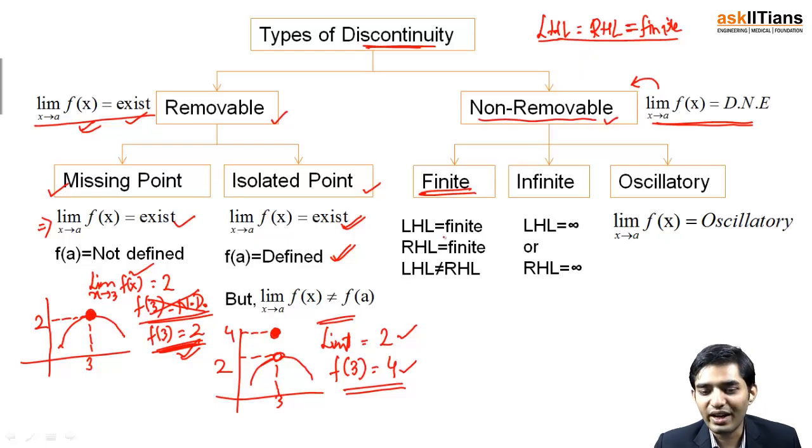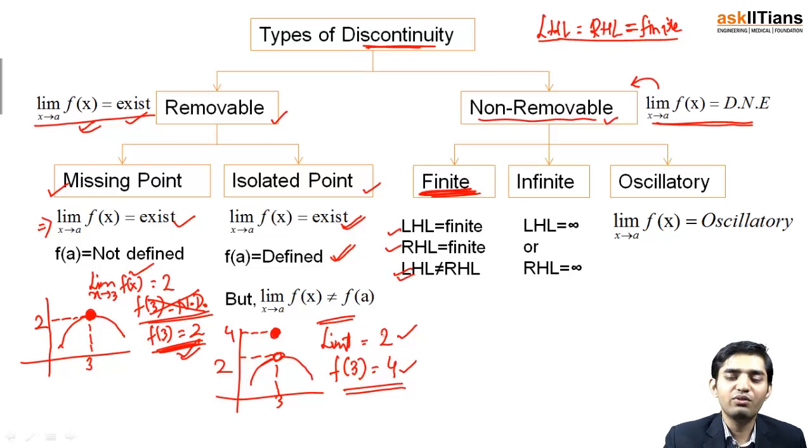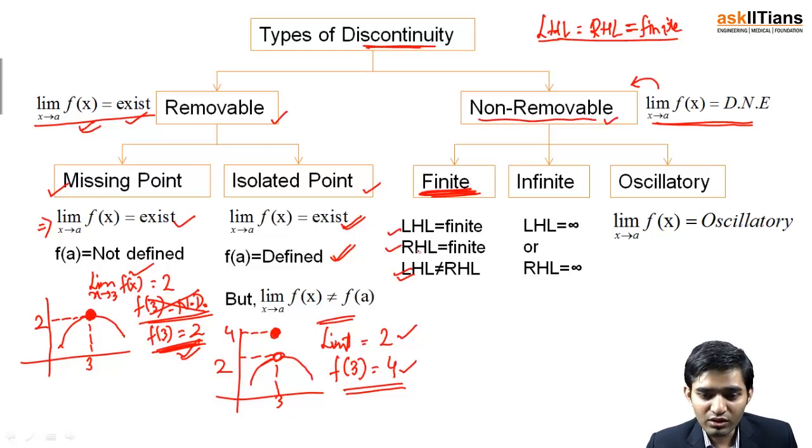So first, in finite type discontinuity, LHL and RHL both are finite, but both of them are not equal. LHL is finite, RHL is finite, but they are not equal. Then it will be a finite type discontinuity. We will see examples of all this. First I will tell you about all the types of discontinuities, and then you should figure out the type by solving questions. First I will give you the full chart, then we will solve many examples to understand all this.